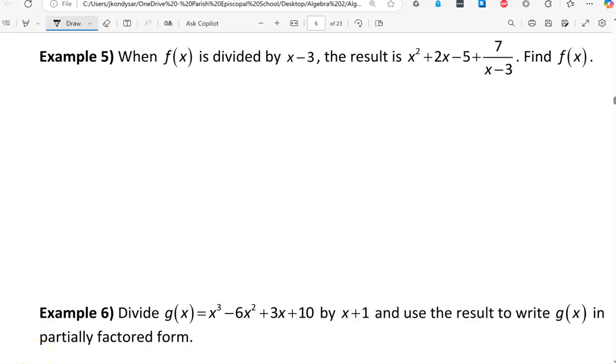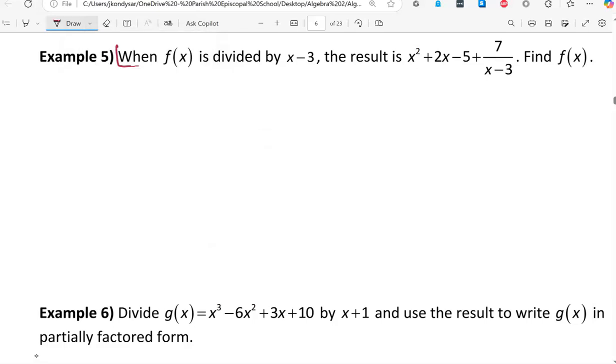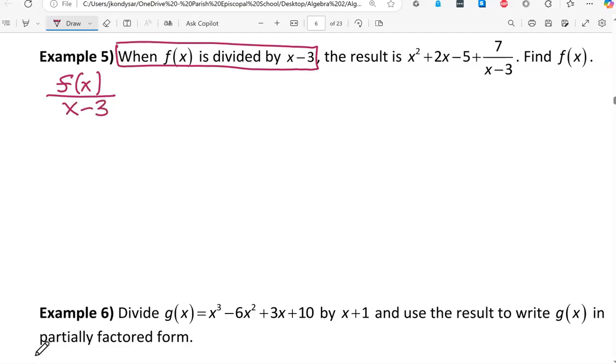In example 5, we have a working backwards sort of a problem. When f of x is divided by x minus 3, the result is x squared plus 2x minus 5 plus 7 over x minus 3. Our job is to find f of x. So what I'm going to do is just translate what was stated here. When f of x is divided by x minus 3, the result is, there's our equal sign, x squared plus 2x minus 5 plus 7 divided by x minus 3.